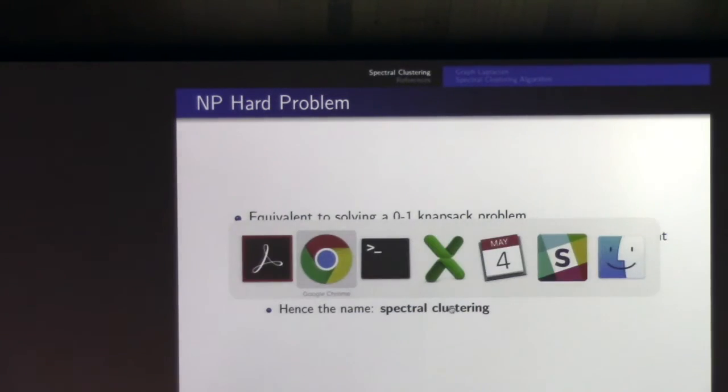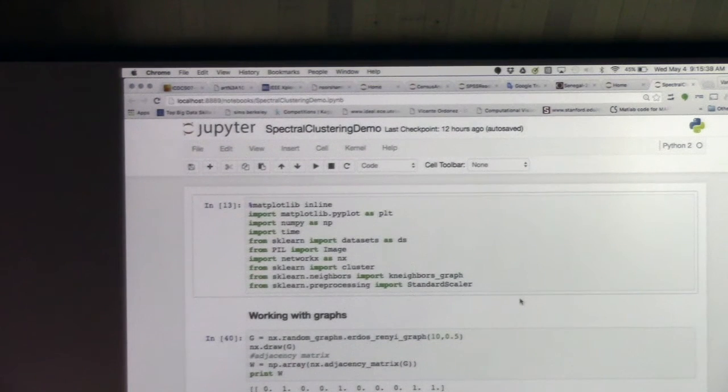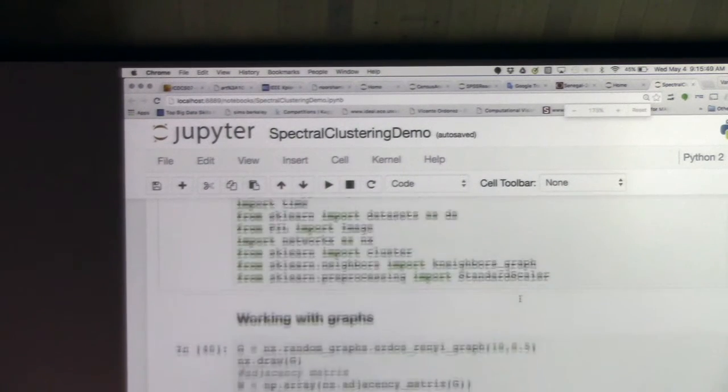So let's look at how it works. To understand that, one thing that we need to understand is a notion of something called a Laplacian. All right, so let's look at that. So let's first look at a graph. So let's say we have a graph.